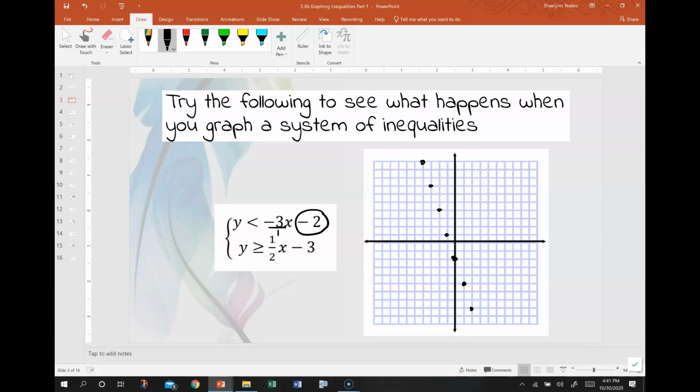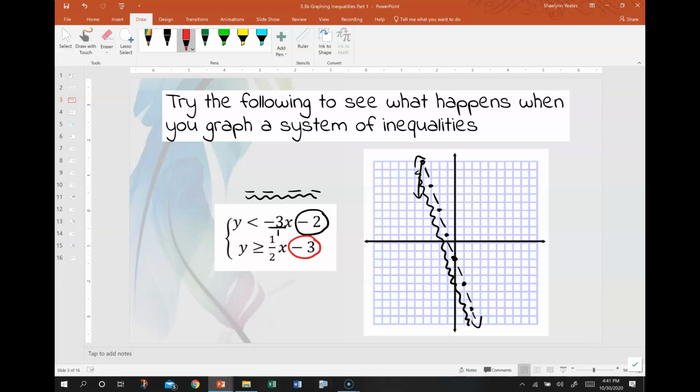Now, if I notice, this has a less than symbol with no line underneath, so I know it's a dotted line. It's less than, so it's shaded below. So I've got this dotted line right here. And I know that it's shaded below, so I'm just going to do a little squiggle just to remind myself, hey, I'm shading over here. Okay, and the way you can tell it's below is if you start here, drag down, that's below.